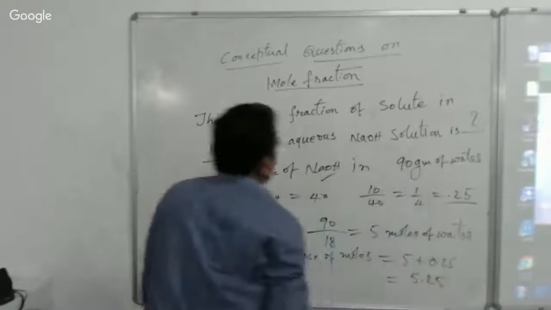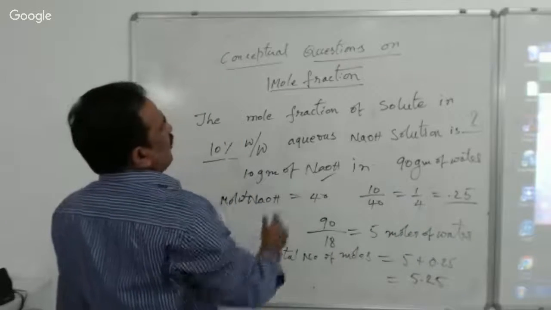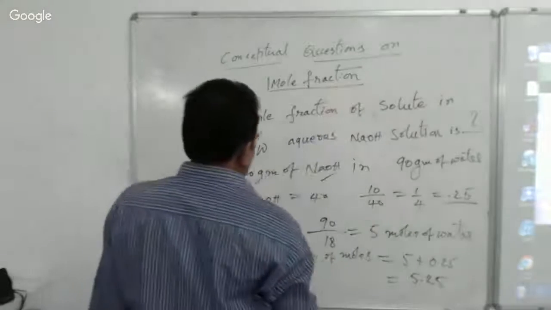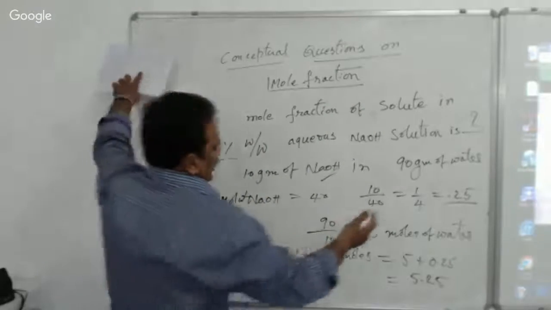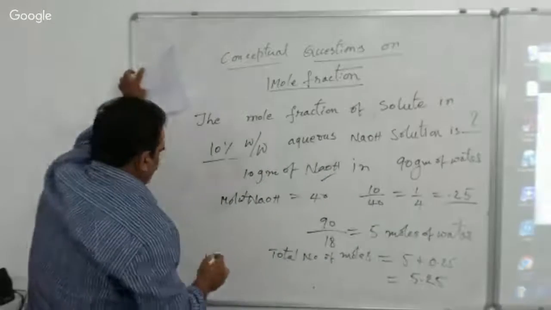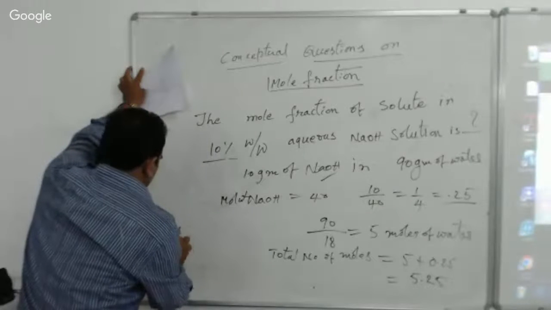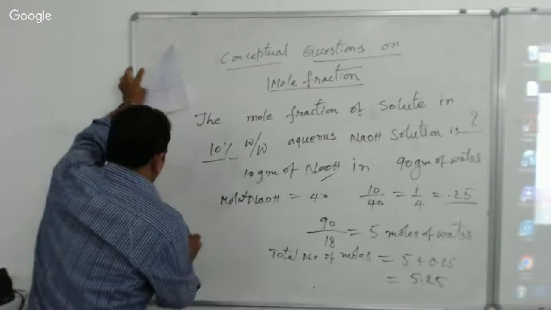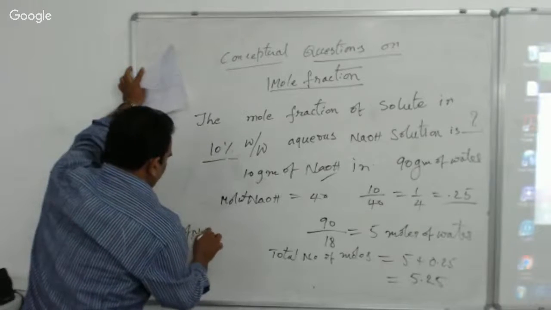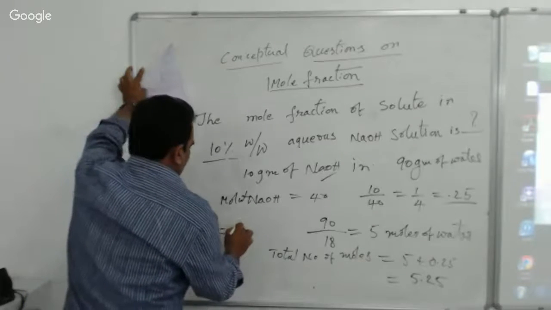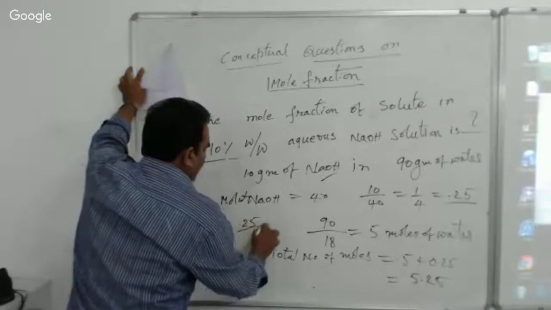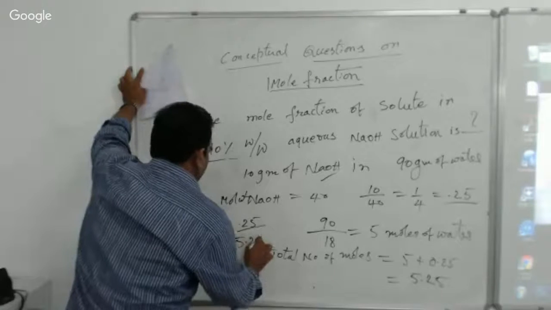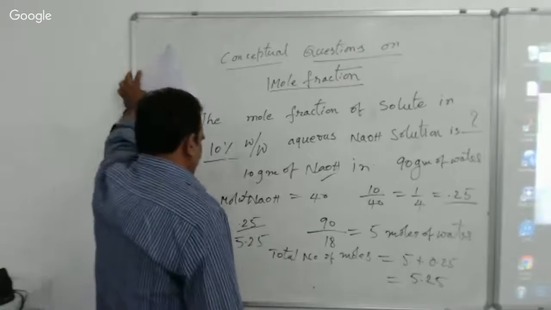So what we need to find out is the mole fraction of solute, which is NaOH. NaOH is 0.25. Thereby the mole fraction of NaOH, sodium hydroxide, is equal to 0.25 by 5.25, which is 0.047.